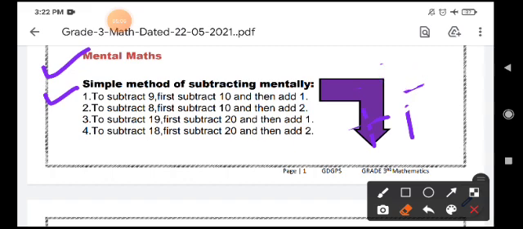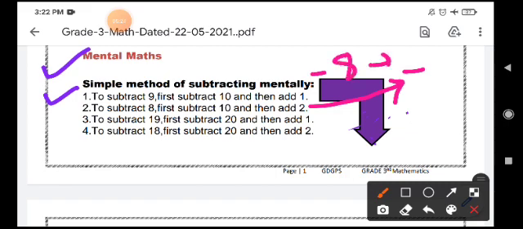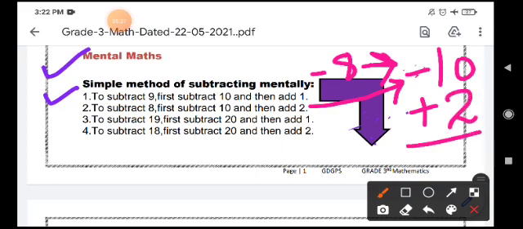To subtract 8, first subtract 10 and then add 2. This means when you are going to subtract 8 from a number, don't subtract 8, subtract 10. Instead of minus 8, you are going to do minus 10. Then to the difference, you are going to add 2.